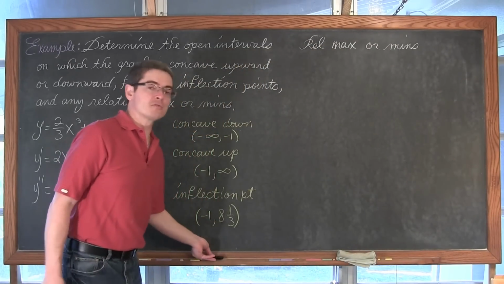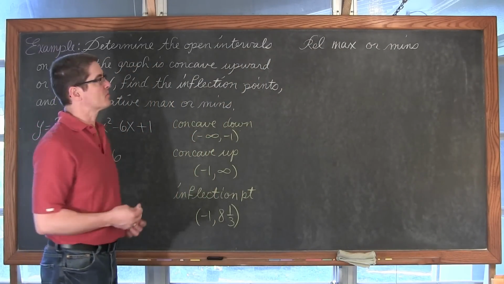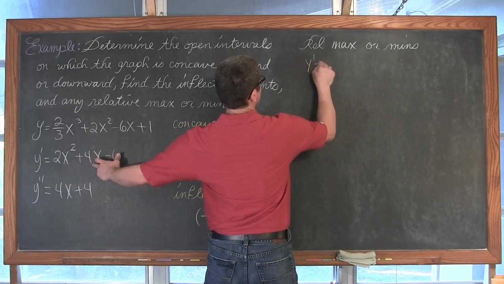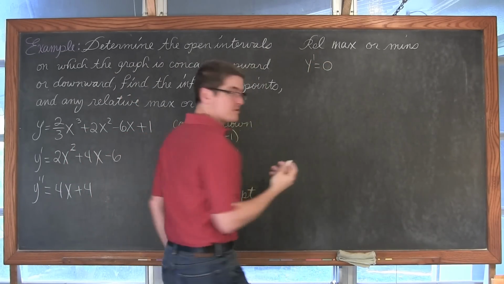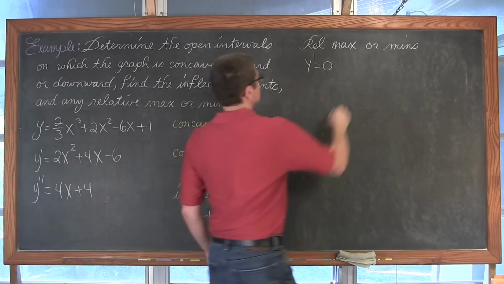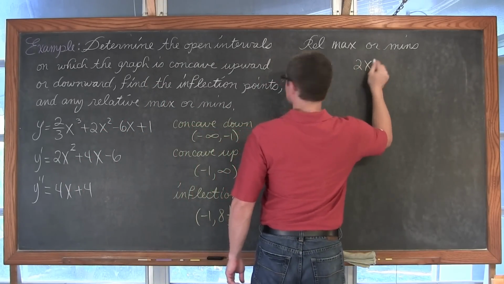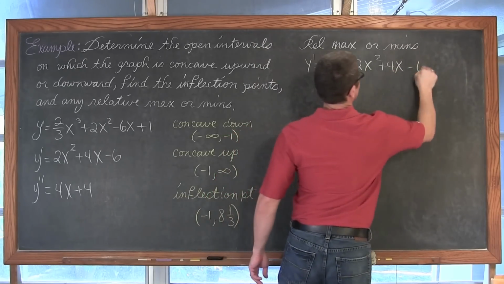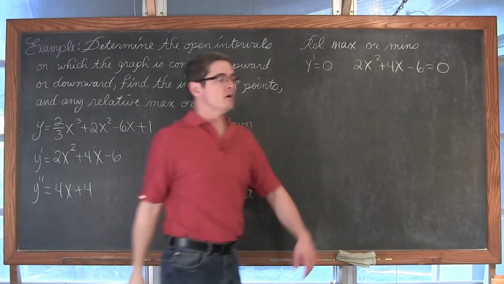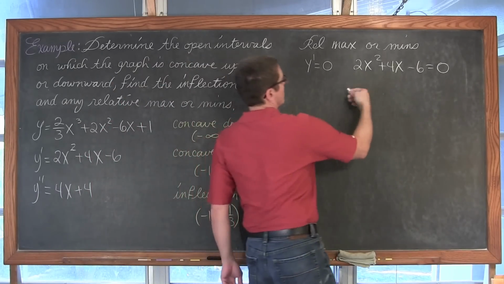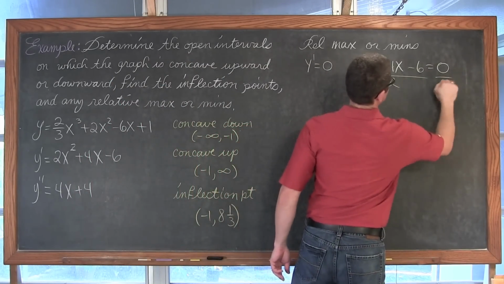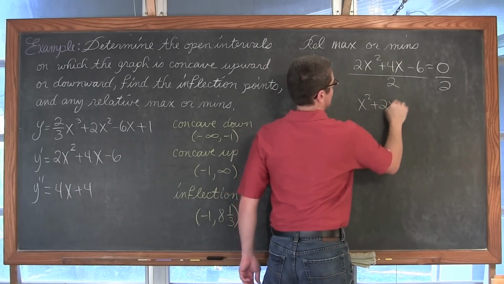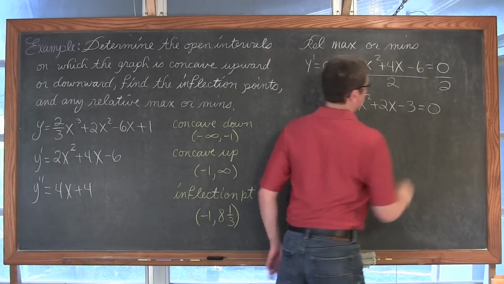Well, we've already studied the first derivative test and learned all about that first derivative, so we're going to take that first derivative and set it equal to 0. So we got 2x squared plus 4x minus 6 is equal to 0. We could just divide both sides by 2 and get x squared plus 2x minus 3 is equal to 0.